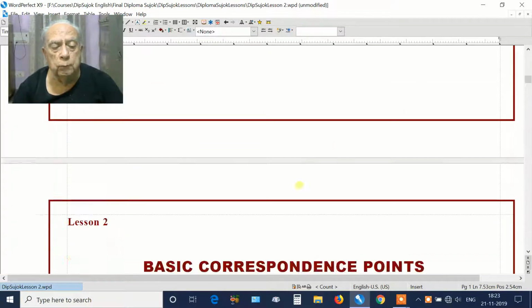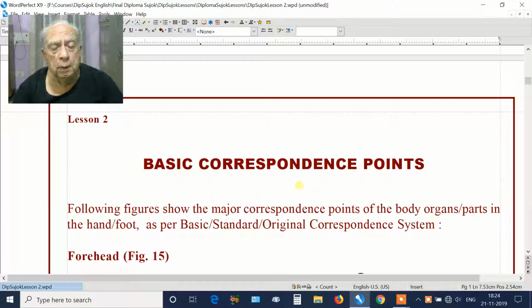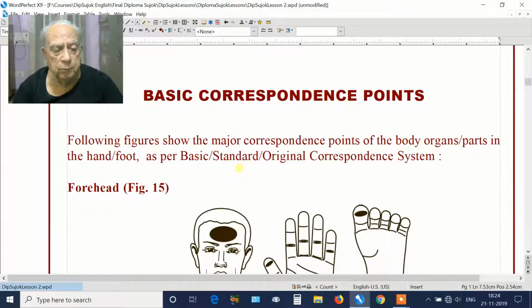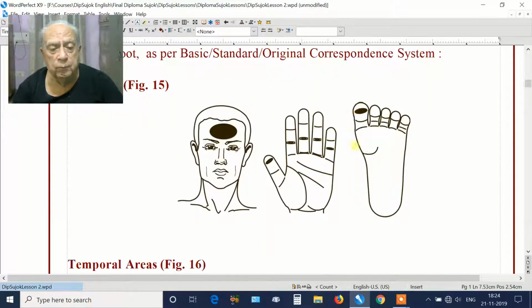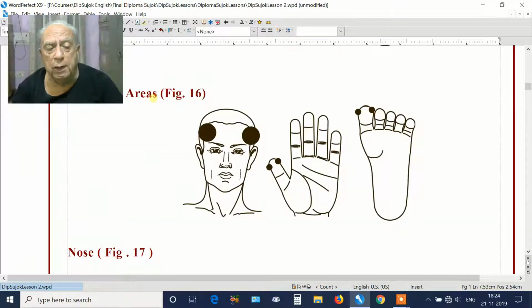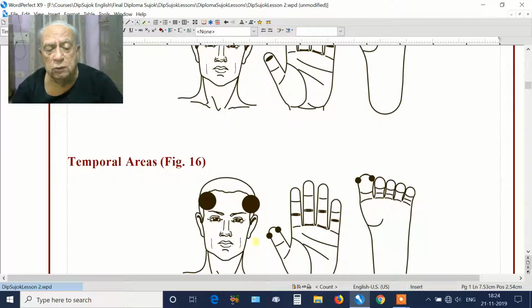I will show you the locations of the correspondence points as per basic or original or standard correspondence systems for all the important body parts. So this is body, forehead is here. Then in the hand we have seen that this is the face. So this becomes forehead is this. Similarly, this is the temporal area, sides area. So this is the face. So this is the two temporal areas.